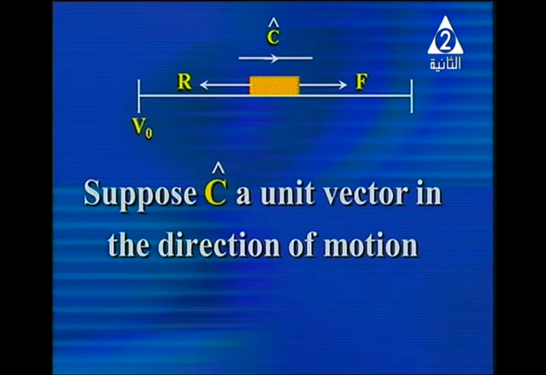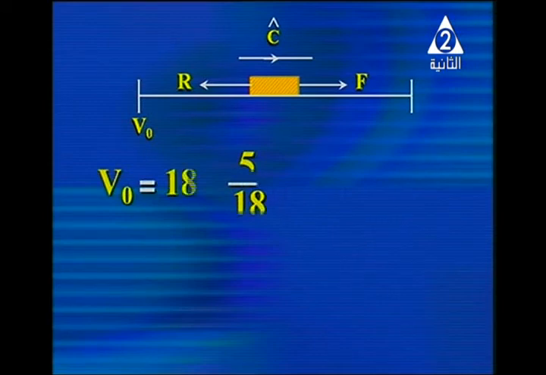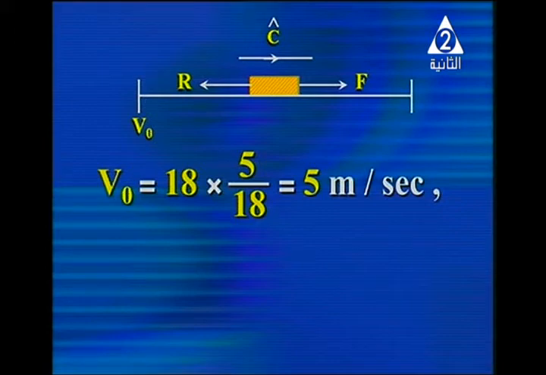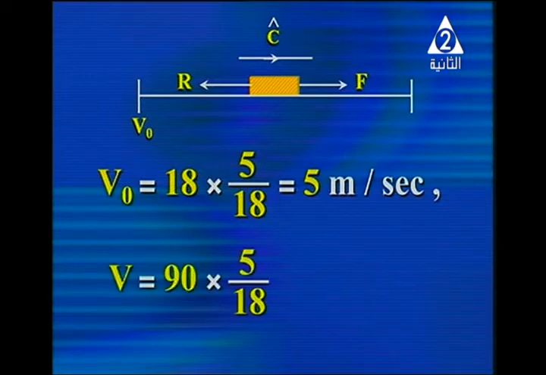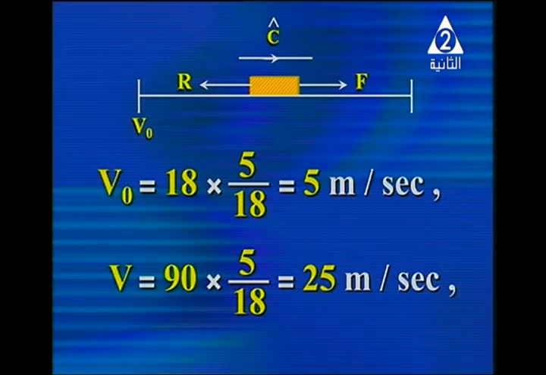Solution. Look at the motion of the car. Let's see its unit vector in direction of motion. V naught equals 18 multiply 5 over 18. We convert to meter per second. Answer is V naught 5 meter per second. V equals 90. We convert 90 to meter per second also. Then the final velocity is 25 meter per second. We have initial velocity 5 meter per second of this car and final velocity 25 meter per second.